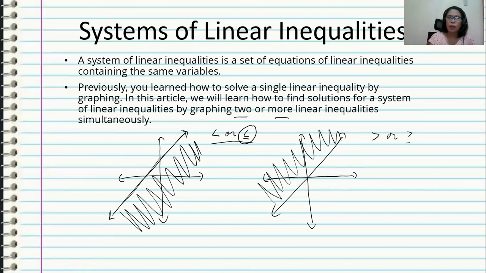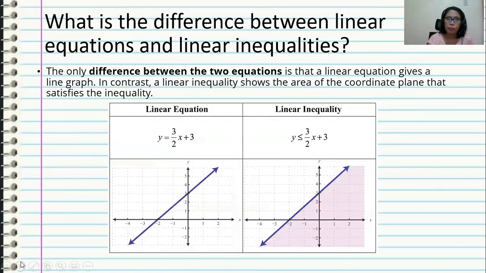And take note again that a system of linear inequalities is a set of linear inequalities containing the same variables. Now, what is again the difference between linear equations and linear inequalities? So, look at the graph.